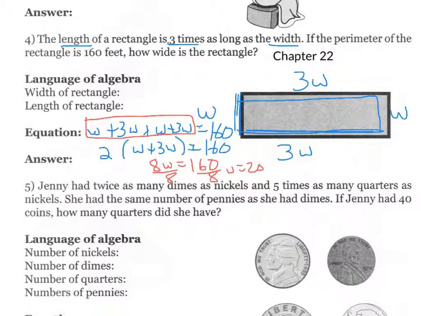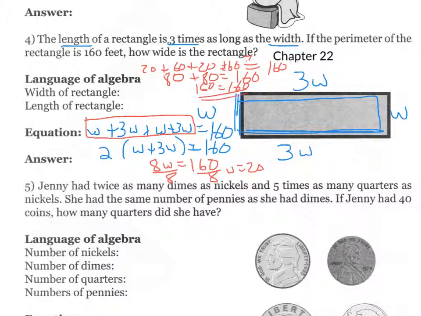So we want to prove that. We say, okay, if we have 20 plus 60 plus 20 plus 60, does that equal 160? Well, 20 and 60 is 80, and another 20 and 60 is 80. So 80 plus 80, does that equal 160? Yes, 160 equals 160. And we do our happy dance.